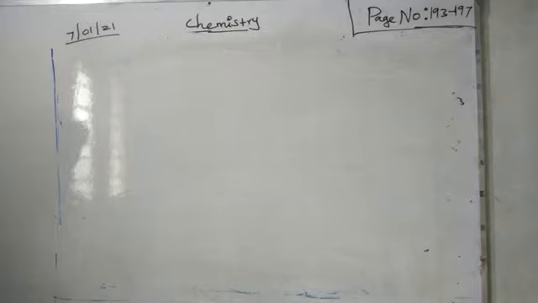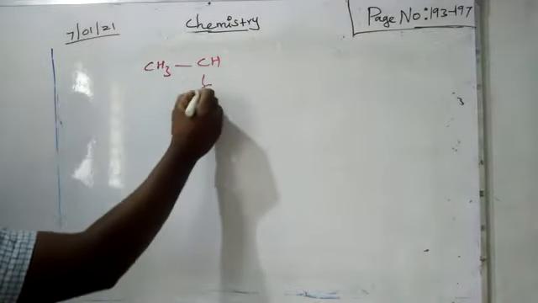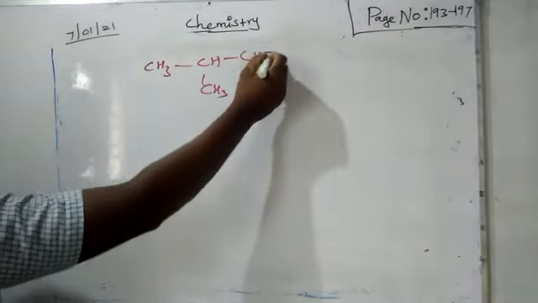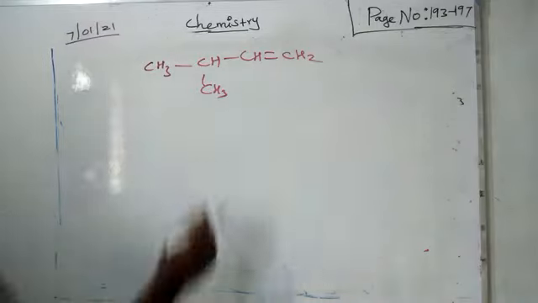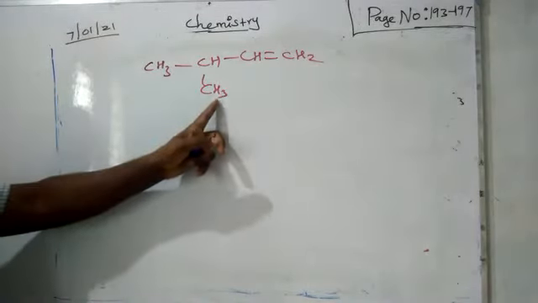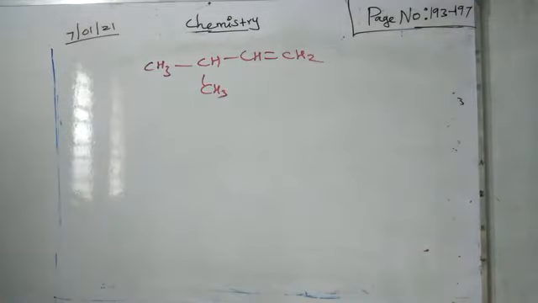3-methyl-1-butene, CH3, CH3, CH double bond CH2. So this compound name is 2-methyl-3-butane or 3-methyl-1-butane because the functional group is a double bond.